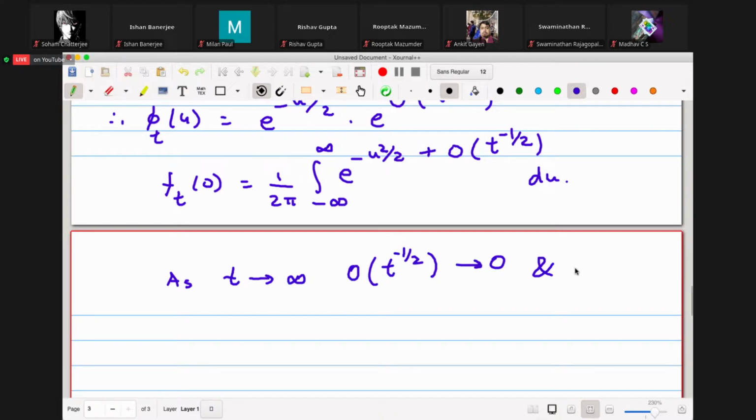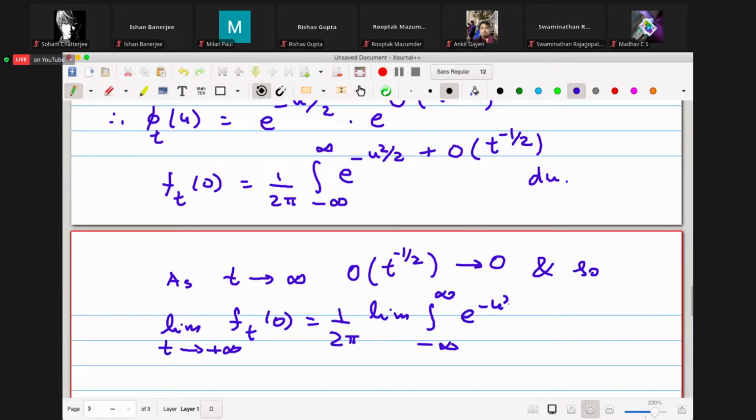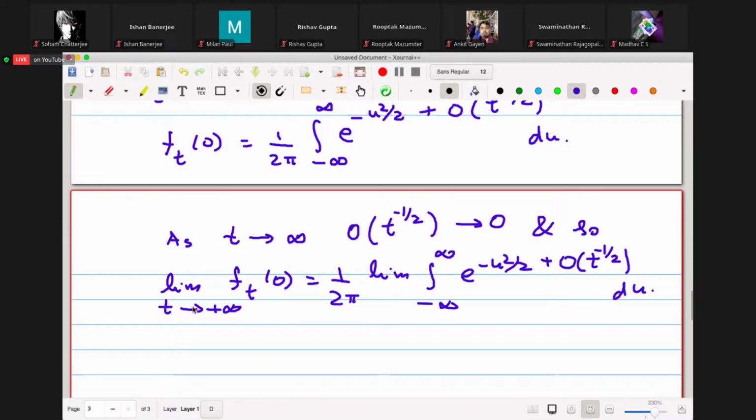Therefore, now I take the limit as t goes to plus infinity. f_t of 0 is equal to 1 by 2 pi, times the limit of the integral from minus infinity of e power minus u square by 2 plus big O of t power minus 1 half du. Okay, so now take this.